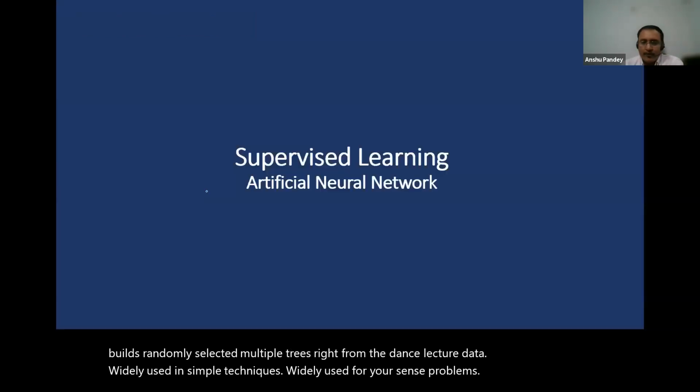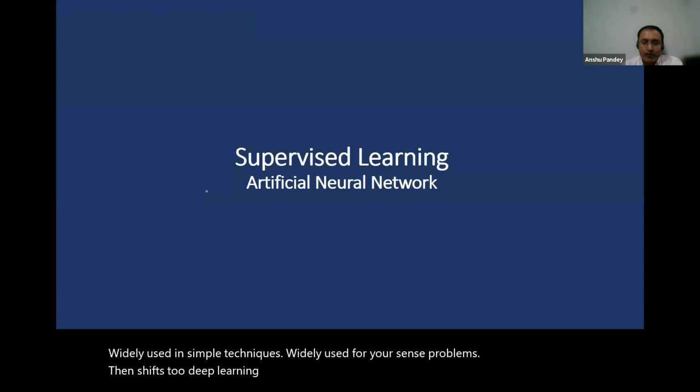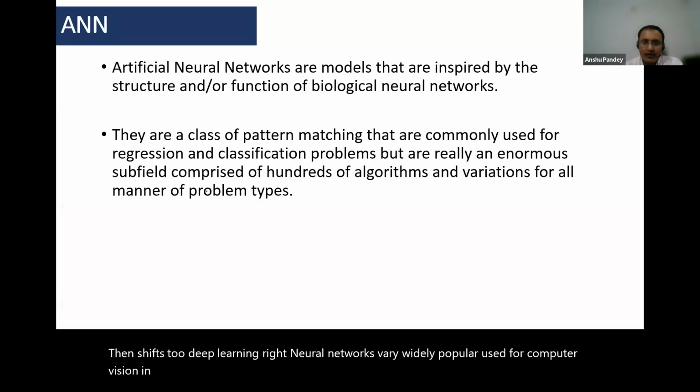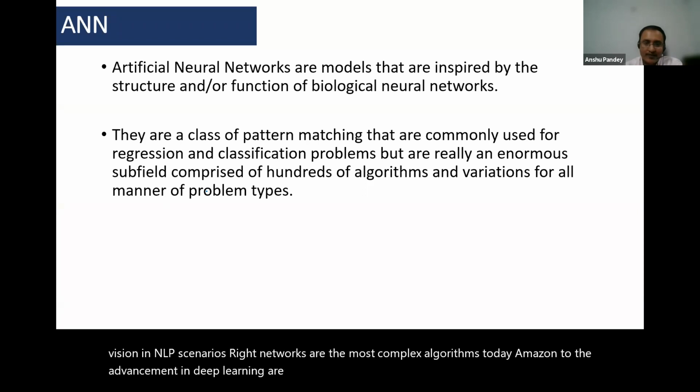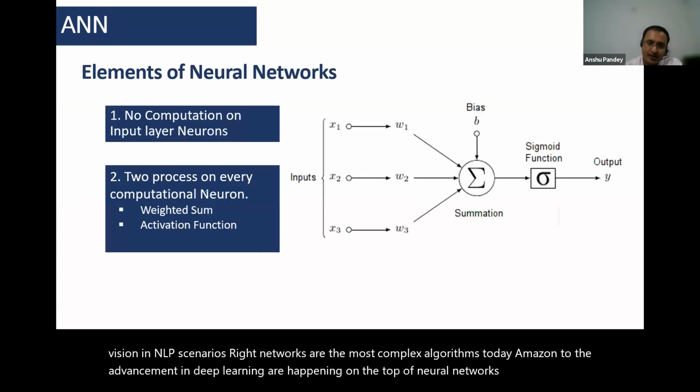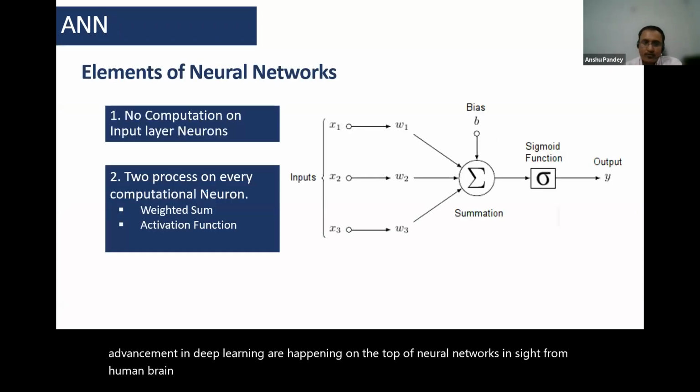Then it shifts to deep learning. Neural networks are very widely popular, used for computer vision and NLP scenarios. Neural networks are the most complex algorithms today, and the majority of the advancements in deep learning are happening on top of neural networks. Inspired by the human brain architecture, a neuron primarily does two steps: a weighted sum and an activation function.